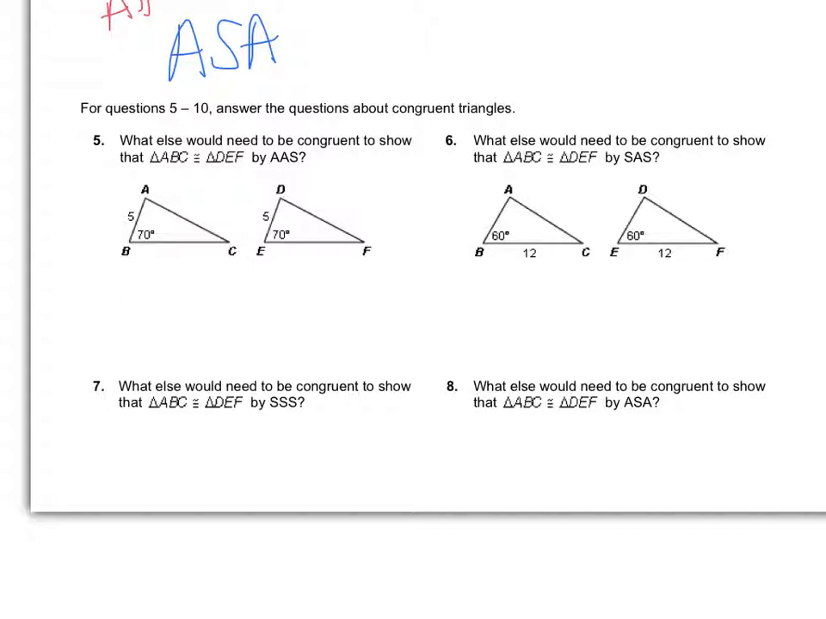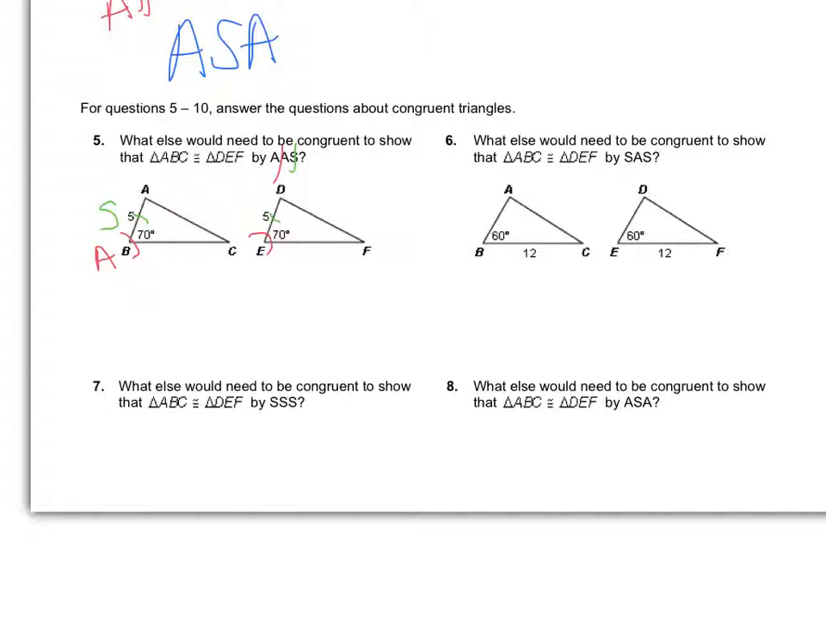Alright, number 5 says what else would be needed to prove congruence? What else would need to be congruent to show that triangle ABC is congruent to triangle DEF by the angle-angle-side? First thing I notice here is I'm going to look at what they gave me. They gave me a side. They gave me an angle. So in order for this to be true, I have a side and an angle, I'm going to have another angle. That's for sure. So the question is, is it angle A and D or is it angle C and F?